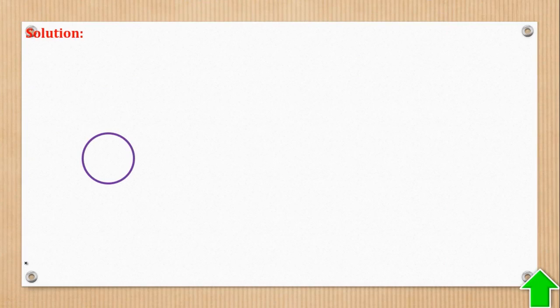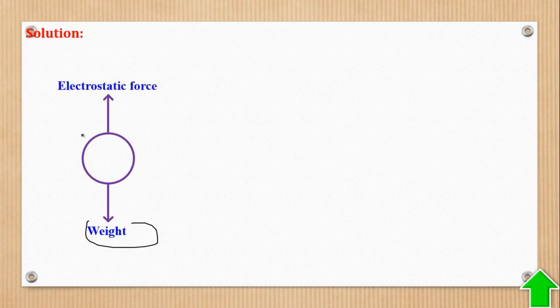So like we said, for the sphere to remain stationary, it should be negatively charged. So this will be the weight acting downwards, and there will also be electrostatic force acting upwards. So those are the two forces acting on the sphere.